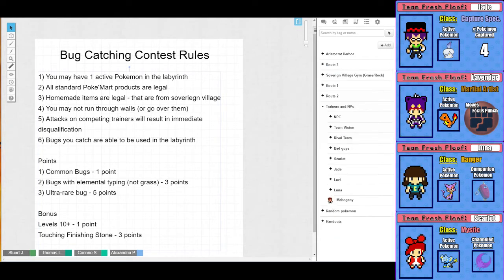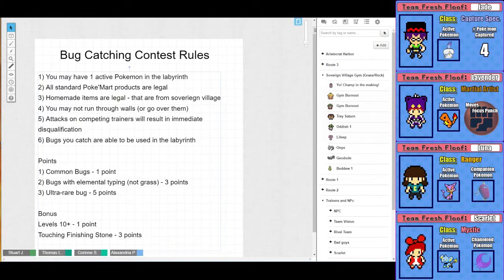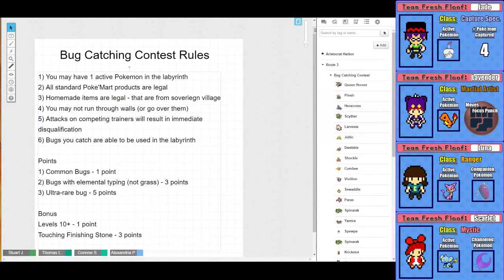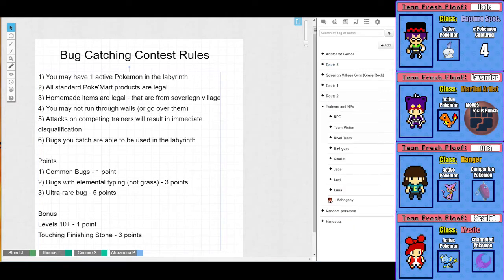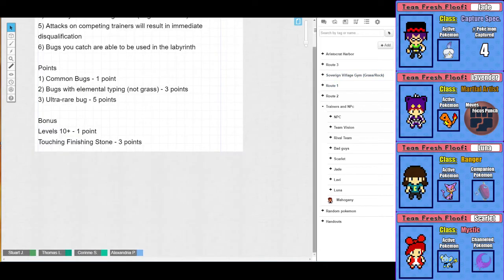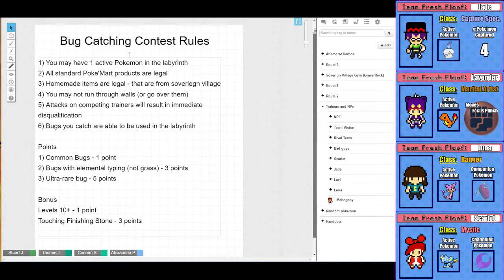Wouldn't Butterfree be 3 points, then? Why would he be worth 3? It's a flying bug. No, it's elemental type. Well, flying isn't an element. I'm talking like fire, water, electric. I still want a Butterfree. I don't care, you can. If we find this, you can have the first Butterfree. If we just keep bumping into it, I'll get it.